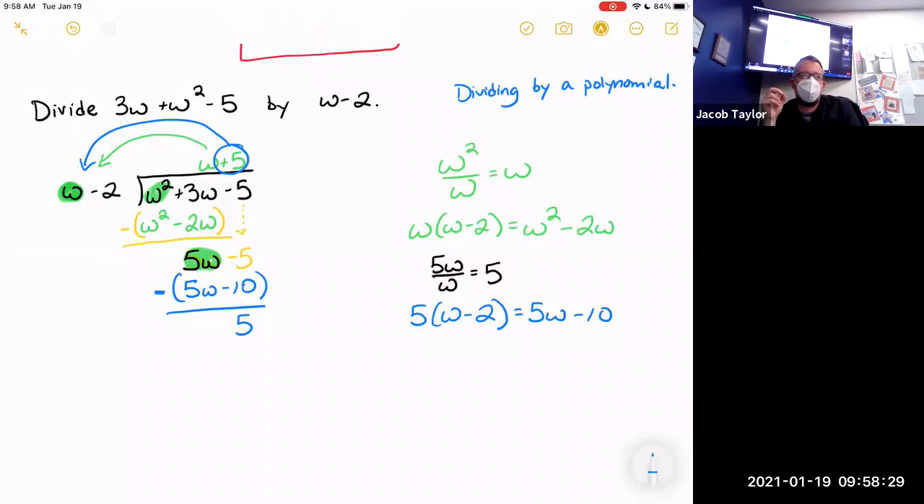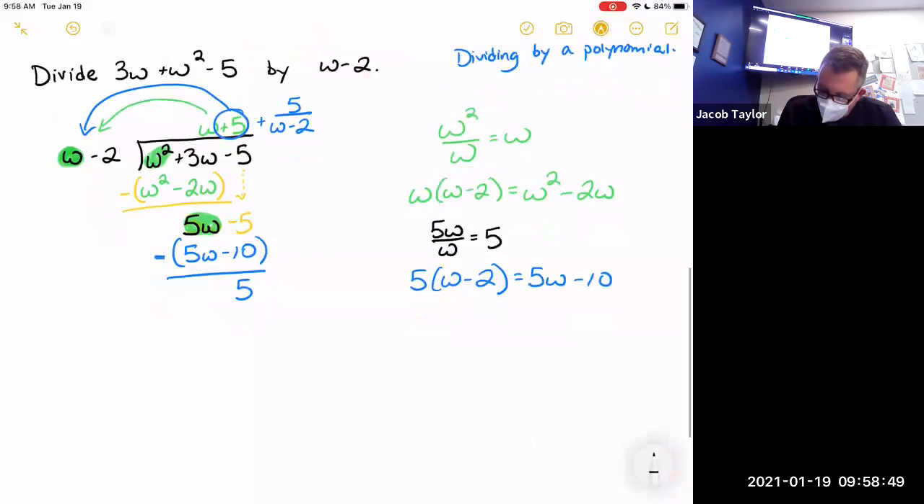If you were in Mr. Taylor's 3rd grade long division class, you would write R5, but you're not. So it's plus 5 over the divisor. We divided by w minus 2. The last step would be to divide by w minus 2. So the answer is w plus 5 plus 5 over w minus 2.